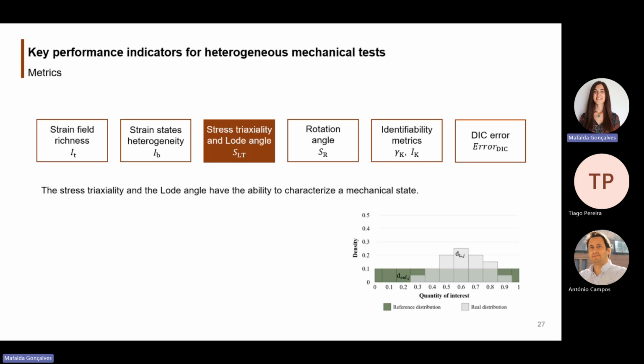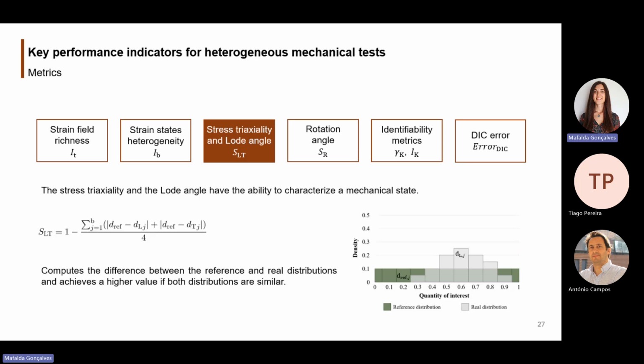Ideally, an optimal distribution would be a uniform dispersion over the histogram, and we can refer to it as the reference distribution. So as a way of analyzing the quality of these results, we propose the difference between both distributions, the reference and the real one, and if a higher value of the indicator is achieved, we can see that the test has a higher diversity of mechanical states.